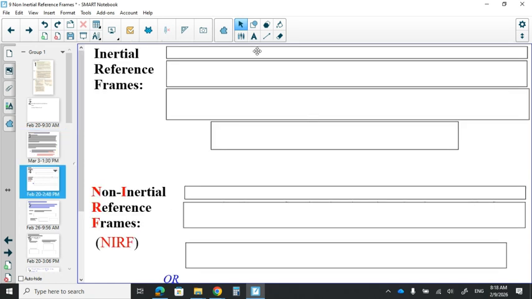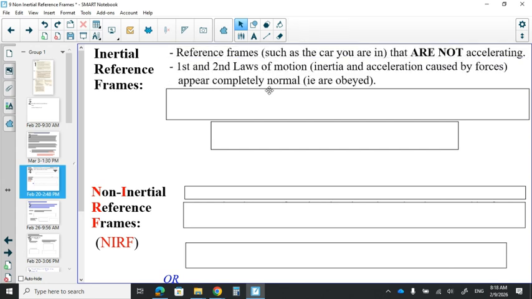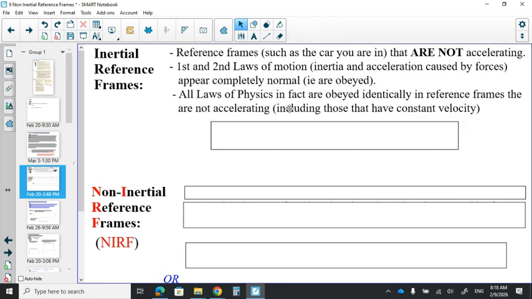I'll show you. All right, so an inertial frame of reference is one in which your reference frame is not accelerating. So if you're in a car and the car is not accelerating, then you are in a regular inertial reference frame. So first and second laws of motion, they appear normal. Inertia, things that aren't in motion stay not in motion. Things that are in motion stay in motion. All those normal things, right?